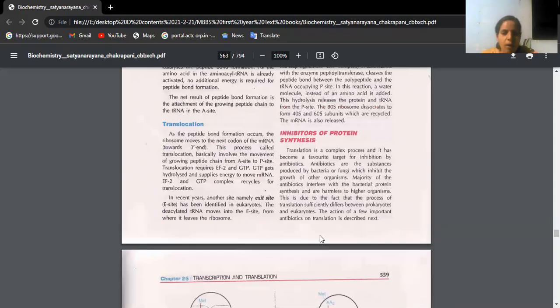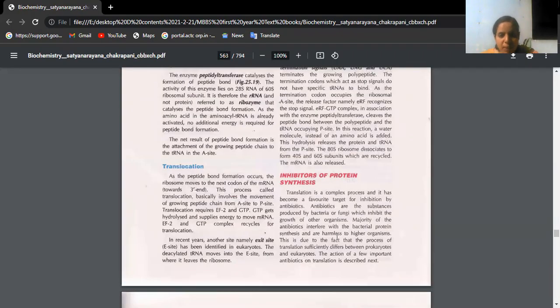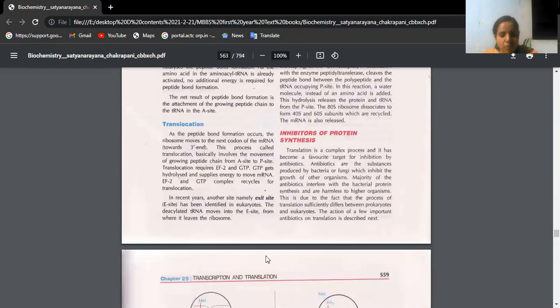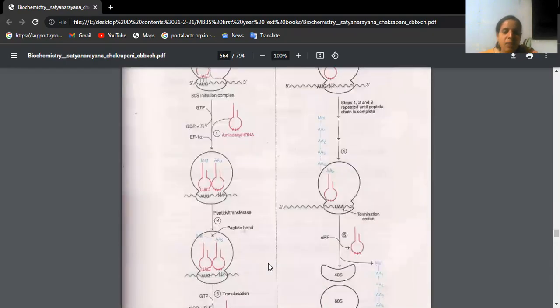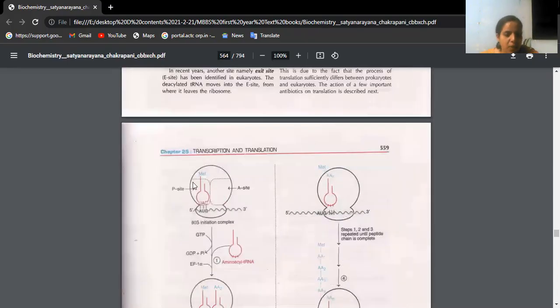Inhibitors of protein synthesis. We had inhibitors for replication, we had inhibitors for transcription. Now even for translation, we have certain drugs like antibiotics, which can stop the process of protein biosynthesis. Even this is much easier than the previous one, but what it shows is the outline of ribosomal RNA, an outline of messenger RNA, and also an outline of this tRNA, isn't it?